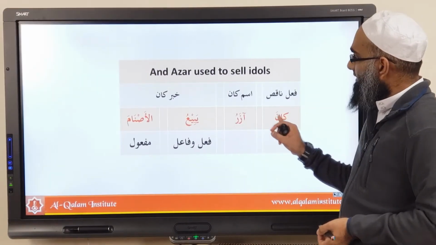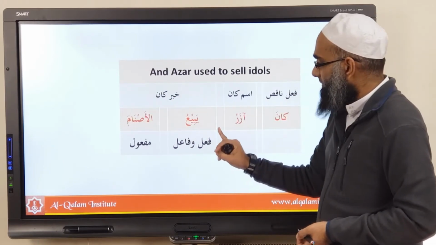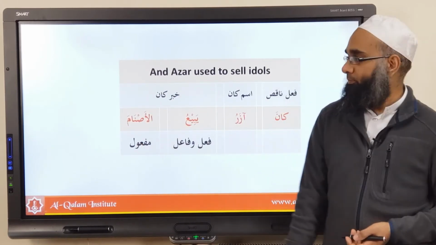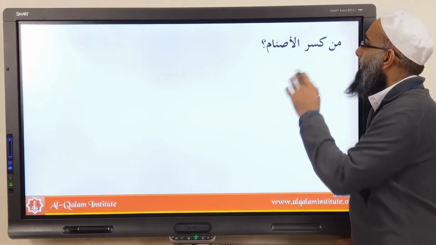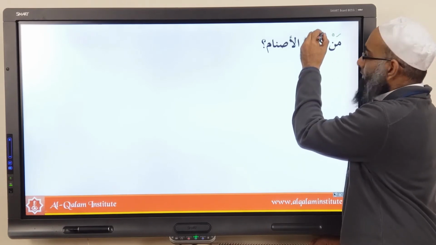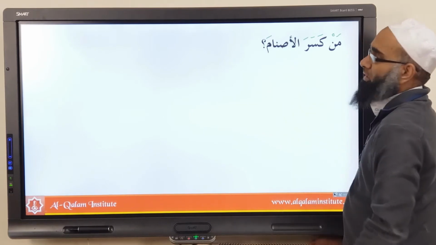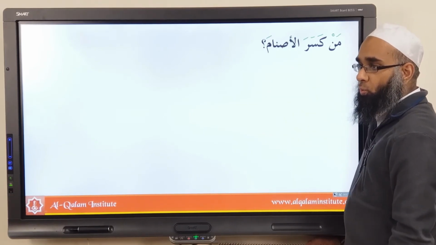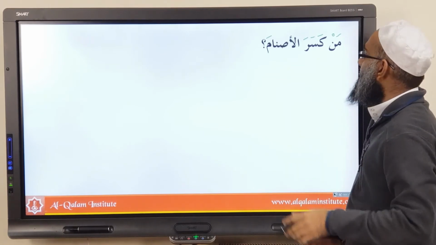Yeah. So this is the tarkib. Azar used to sell idols. Fa'il naqis, the ism and the khabar is made of fa'il, fa'il, and maf'ul. Okay, let's recap. One each. How do you read this? Man kasara al-asnama. Translation? Who broke the idols.